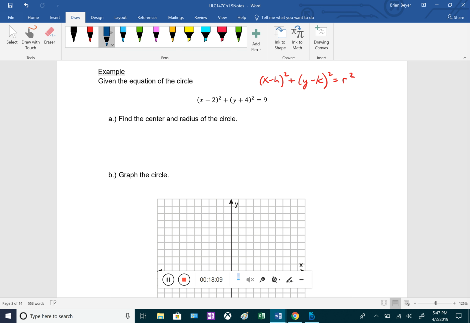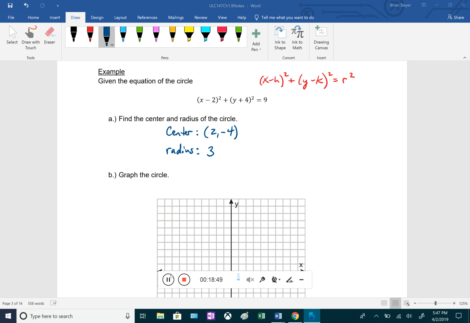So the center of the circle is going to be h comma k. So the center, we just have to go to these two spots right here. But remember, it's the opposite signs of what you're looking at. So it's not negative 2, 4. It's positive 2, comma, negative 4 is our center of the circle. And then for the radius, it's going to be at the end, but the 9 is not our radius. 9 equals r squared. So to find the radius here, it's going to be the square root of 9, which is 3.